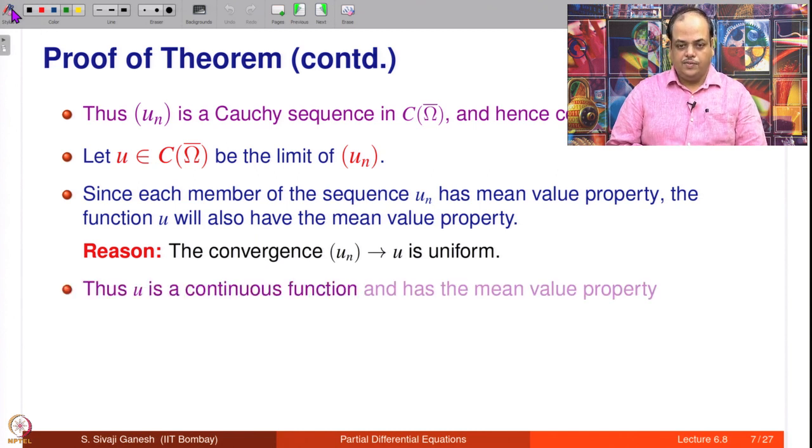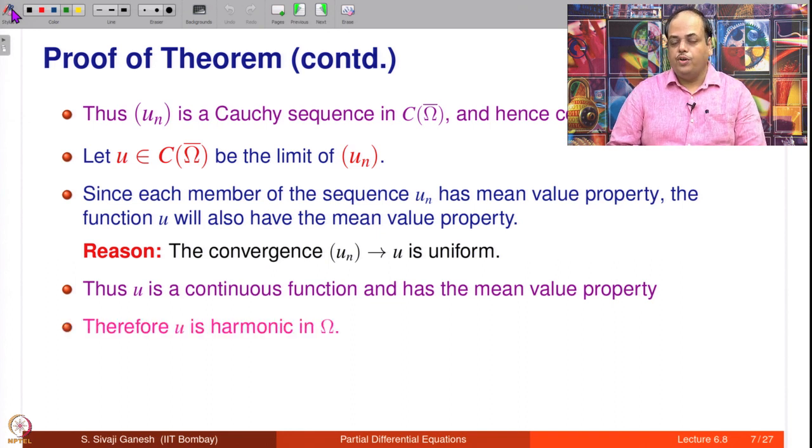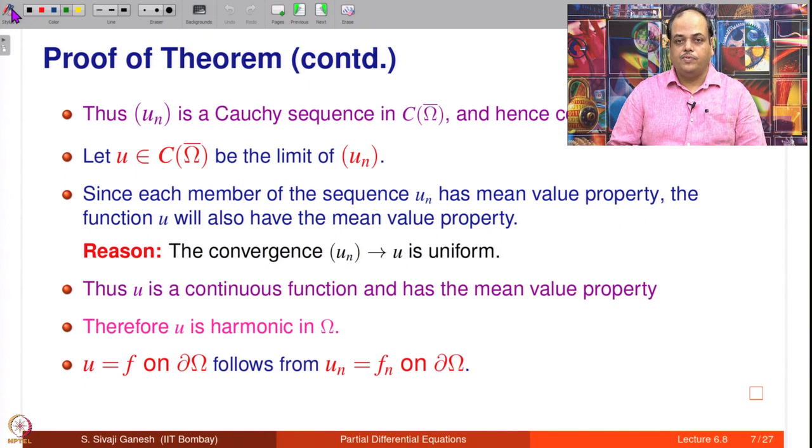Thus, u is a continuous function and has the mean value property. Therefore, u is harmonic. We have shown this earlier: a continuous function which has the mean value property is a harmonic function. We did this in lecture 6.7. And u equal to f on the boundary of omega follows from u n equal to f n on the boundary of omega.